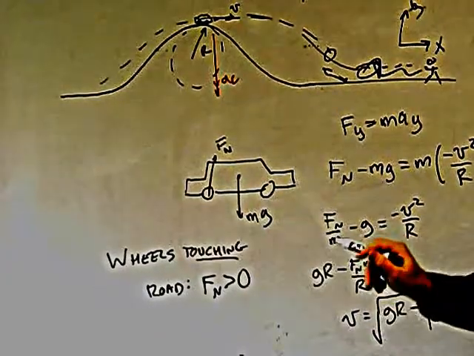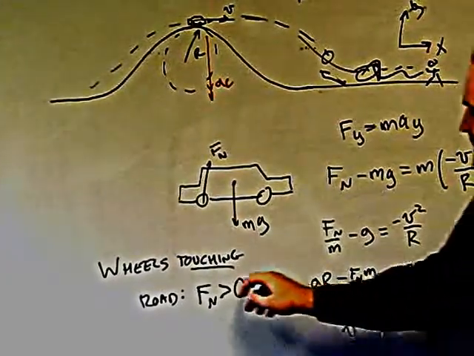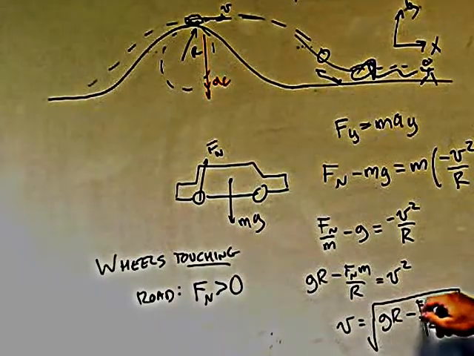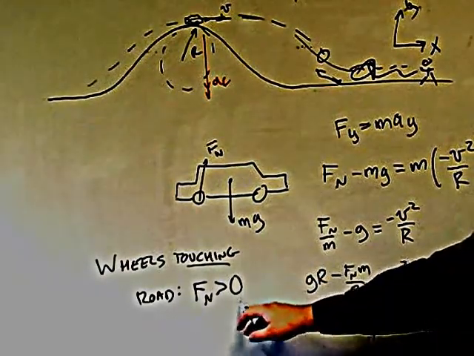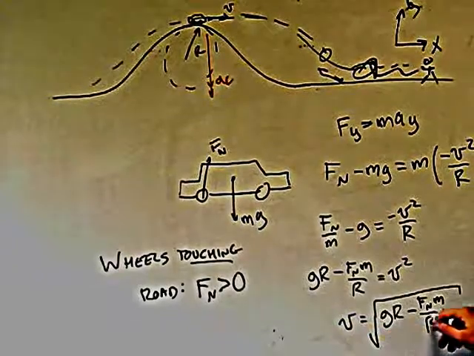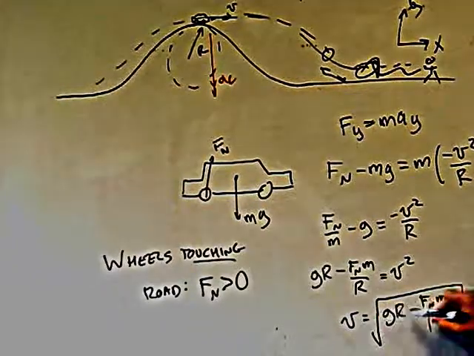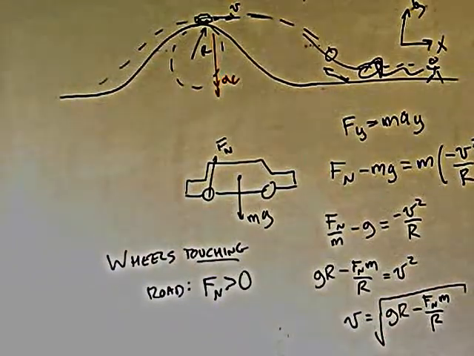So, if it stays in uniform circular motion, when Fn goes to zero, that's when V is as big as it can be. That's when the wheels are just leaving the road. Looking at this equation, the biggest V I get, consistent with my assumptions, is when Fn is zero.